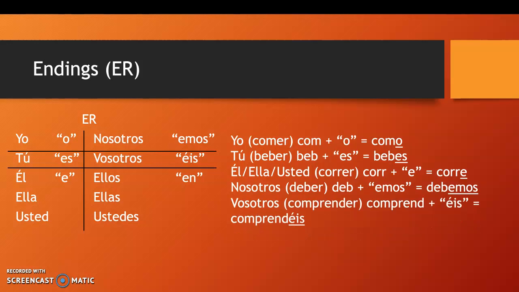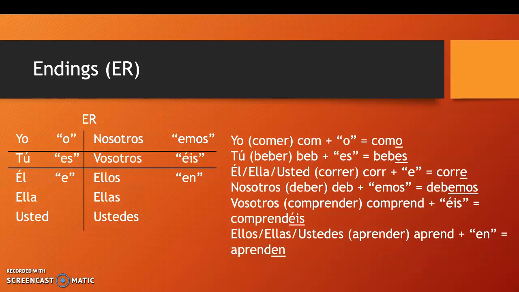For vosotros, this is what I was talking about a minute ago. You want to be able to distinguish between tú and vosotros because they sound very similar, and that's where the stress comes in. You take the root of comprender, which is comprend. You add éis with an accent, and you get comprendéis. Not comprendes, which would be the tú conjugation, but comprendéis. Make sure you really accentuate that stress. And finally, for ellos, ellas, ustedes, you get the root of the given verb, which is aprender. You take aprend, add en, and you get aprenden.